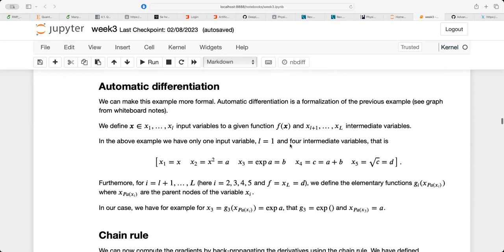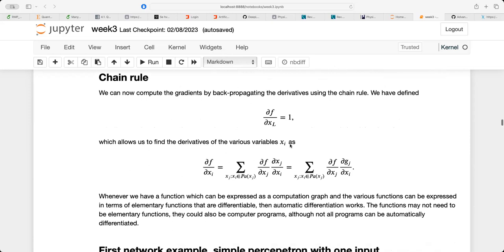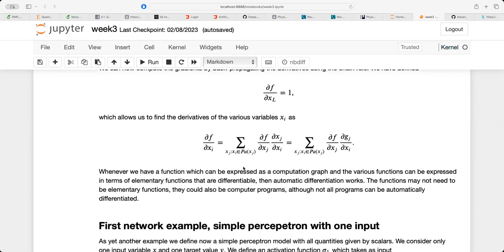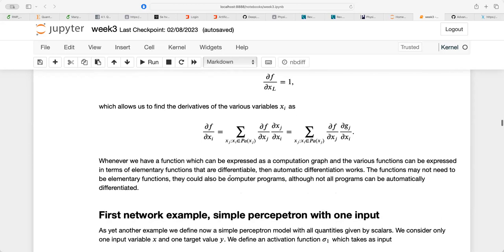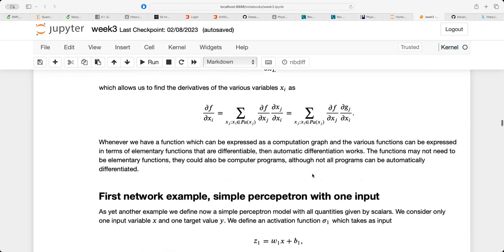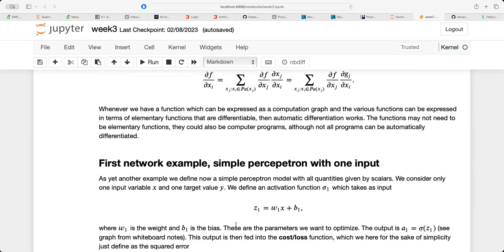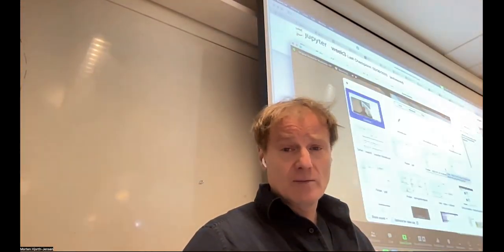But automatic differentiation is actually working when you can express everything as a computational graph. And the various functions can be expressed in terms of elementary functions that can be differentiated. Then automatic differentiation works. When it comes to a neural network, this is normally the case. And you will see that if we go back to that example which we had on the whiteboard. So if you look back at what we had on the whiteboard here.